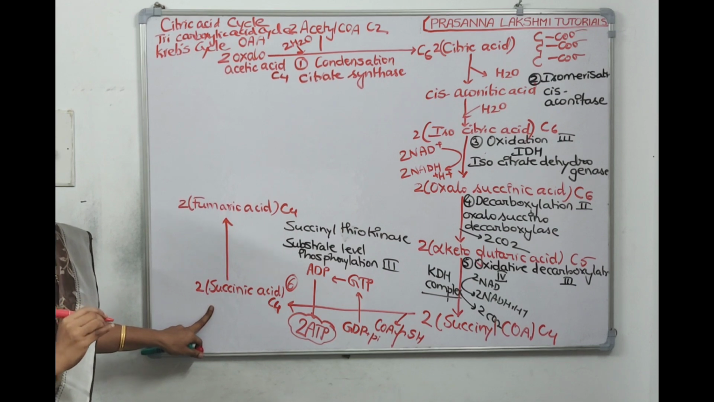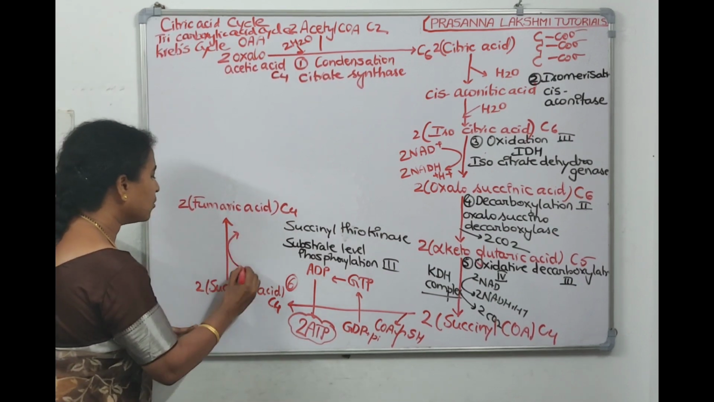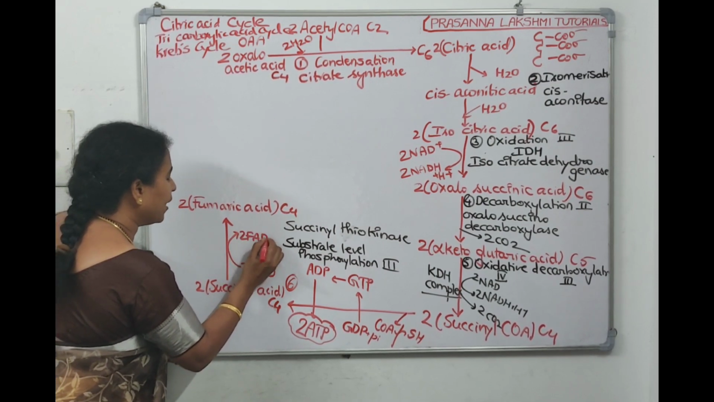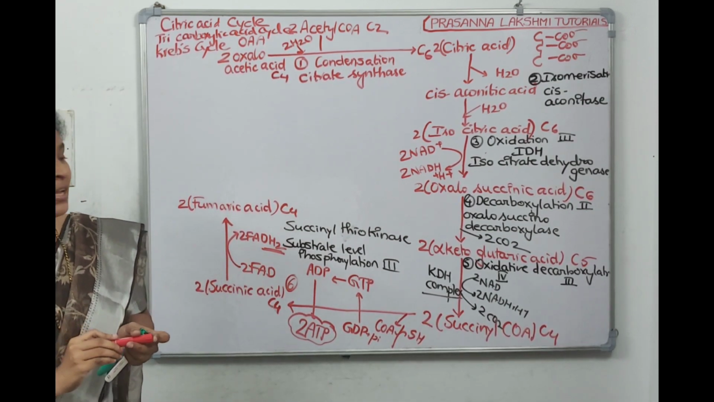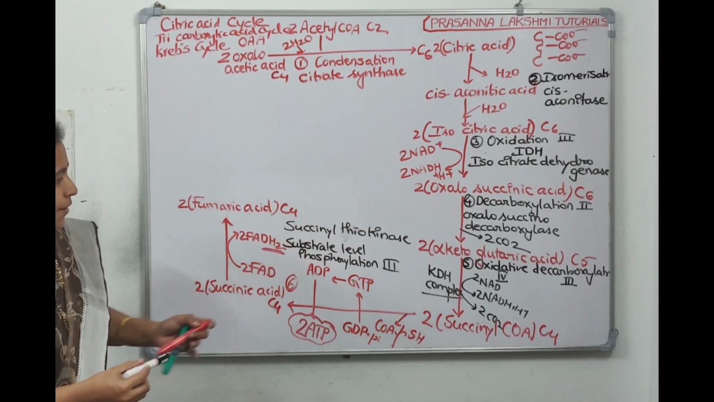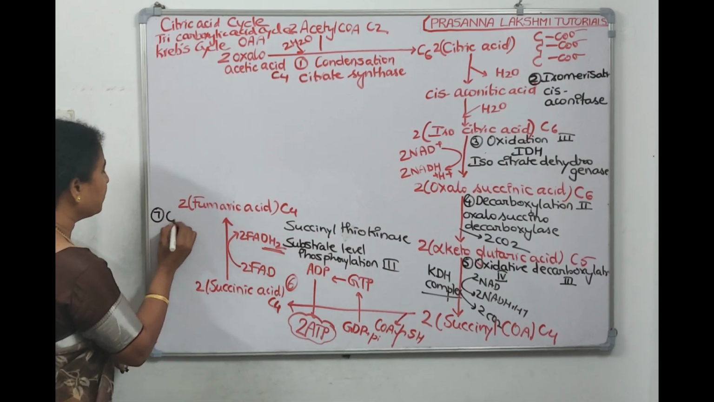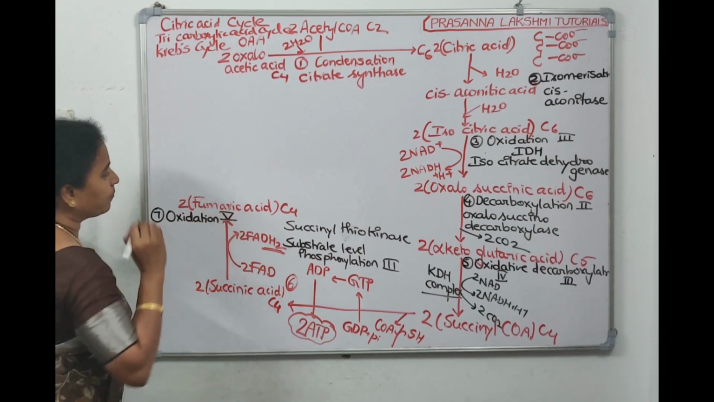Now when succinic acid is getting converted to fumaric acid, hydrogens are released. The hydrogens are taken by FAD this time. It gets converted to FADH2. FADH2 is formed, means oxidation. So oxidation number 4 you gave here, and this will be oxidation number 5. So reaction number 7 is oxidation 5.